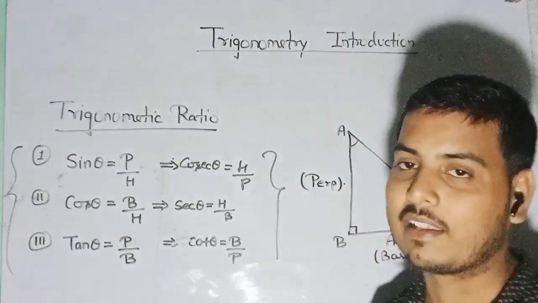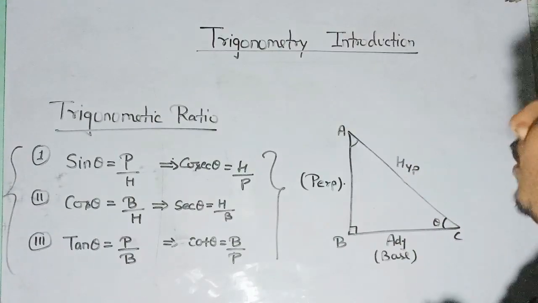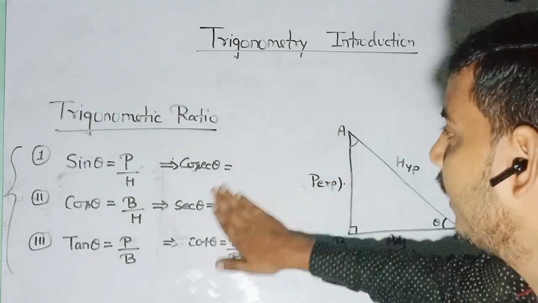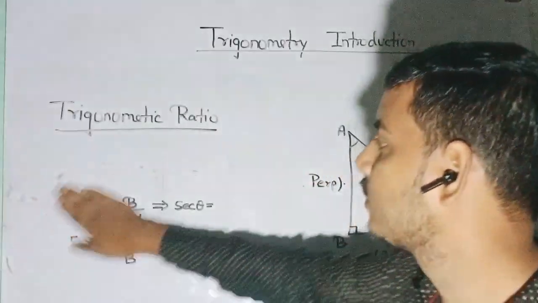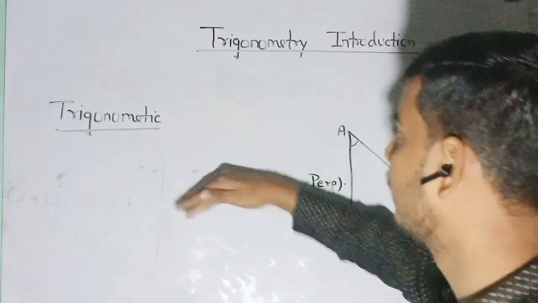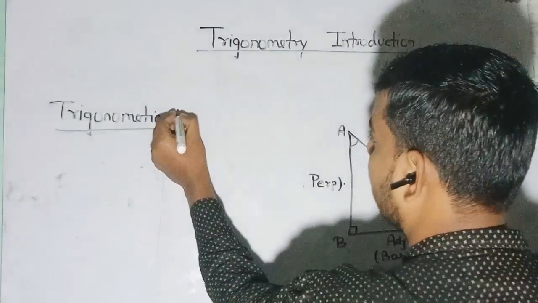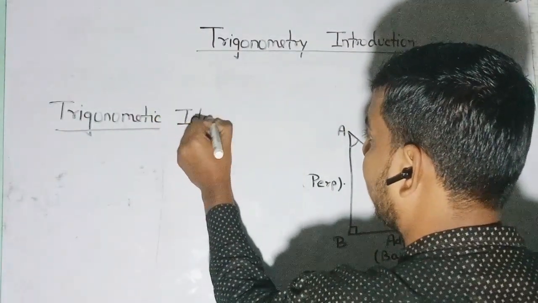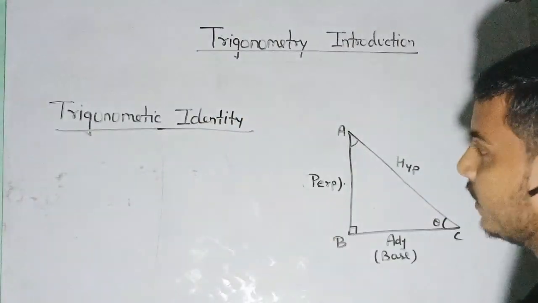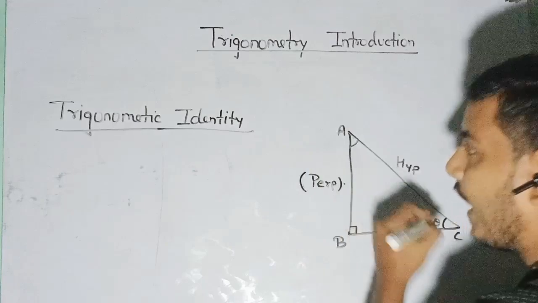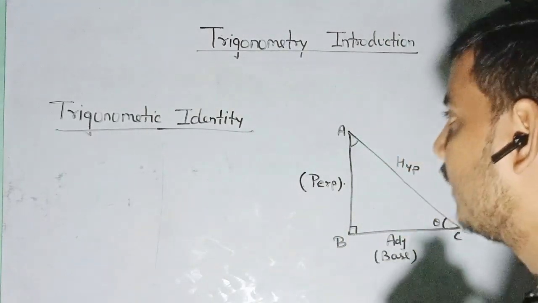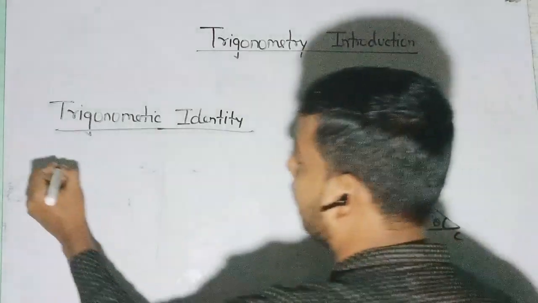We studied that earlier. Now I am going to teach you about trigonometric identities. Our next topic will be trigonometric identities. What are trigonometric identities? Firstly we will write the identities, and then I am going to prove those results. How can we prove that?